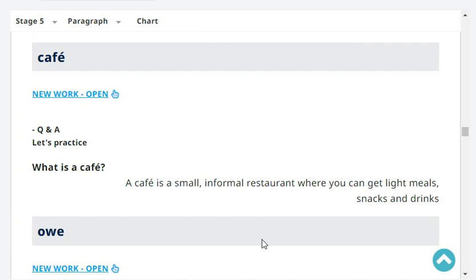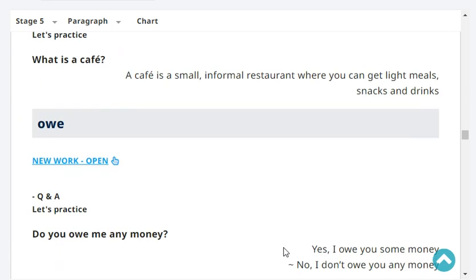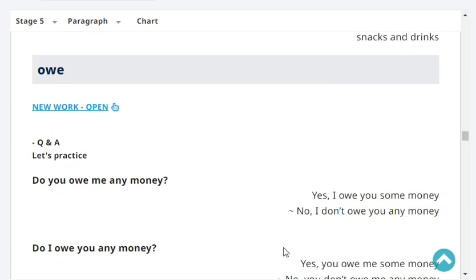What is a cafe? A cafe is a small, informal restaurant where you can get light meals, snacks, and drinks. Very good. Do you owe me any money? Yes or no? No, I don't owe you any money. Do I owe you any money?